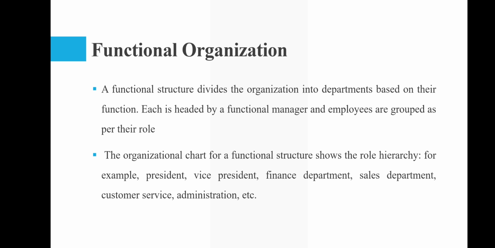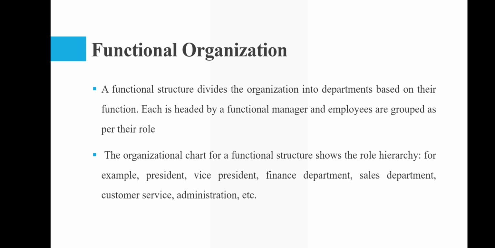Functional organization. In functional organization, the departmental head is the boss. He is responsible for everything, and the staff has to report to the departmental head. Just like the account department has an accounts manager, and all the staff will report to the account manager. Just like the procurement department, there is a procurement manager, and all the staff will report to the procurement manager. Such type of organization is called functional organization.